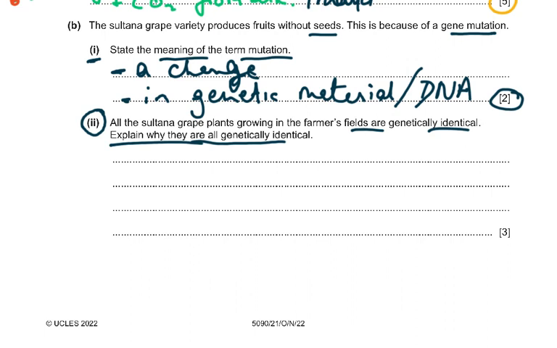And in sexual reproduction, gametes are formed, and that produces genetic variation. Asexual reproduction involves mitosis only, and there's no meiosis. Meiosis only takes place in sexual reproduction. So why are they genetically identical? And look at the marks, 3 marks. You must give me 3 points.